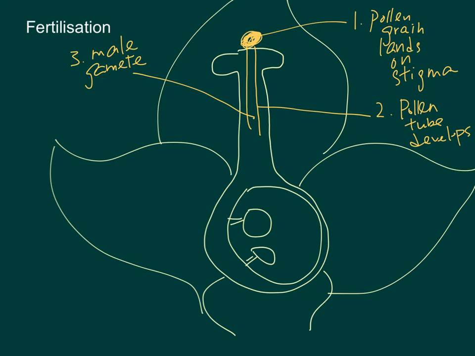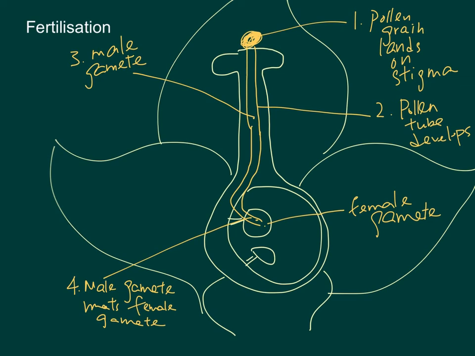The pollen tube will continue to grow into the ovary and then finally into the ovule, where the male gamete and the female gamete can meet. The two of them will fuse together, where fertilization finally takes place. This will produce the zygote, which will then become an embryo.